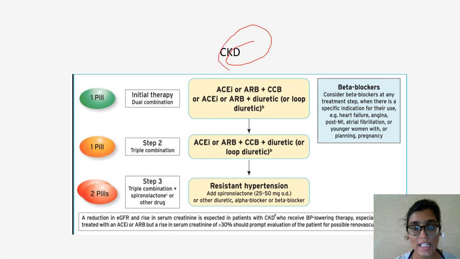In patients with CKD, we will initially start with ACE inhibitors or ARBs plus CCB, or ACE inhibitors plus ARB plus loop diuretic. Consider beta blockers at any treatment step when there is a specific indication for their use like heart failure, angina, post-MI, atrial fibrillation or younger women with or planning pregnancy. Step 2 is triple combination: you add a calcium channel blocker plus loop diuretic. Step 3 is triple therapy for resistant hypertension: you add spironolactone 25 to 50 mg OD or other diuretic, alpha blocker or beta blocker.